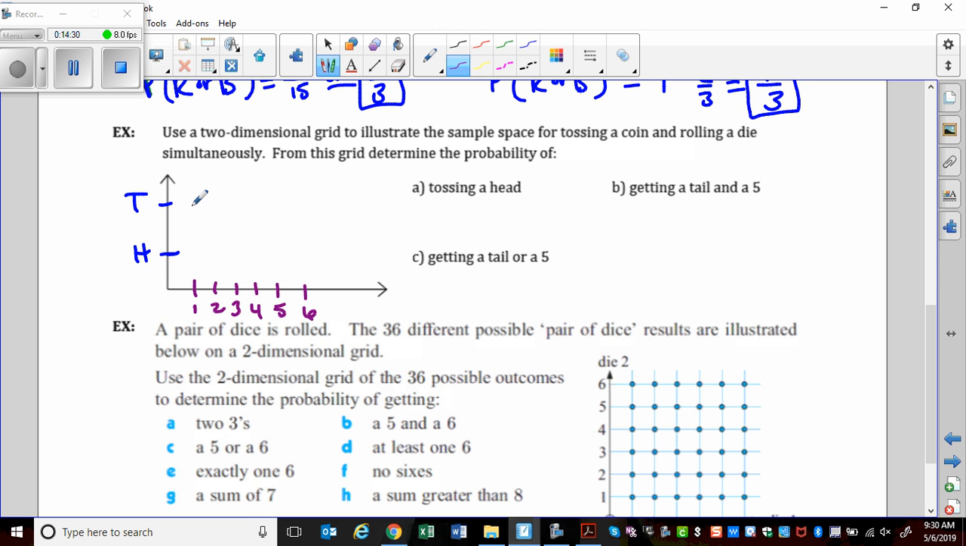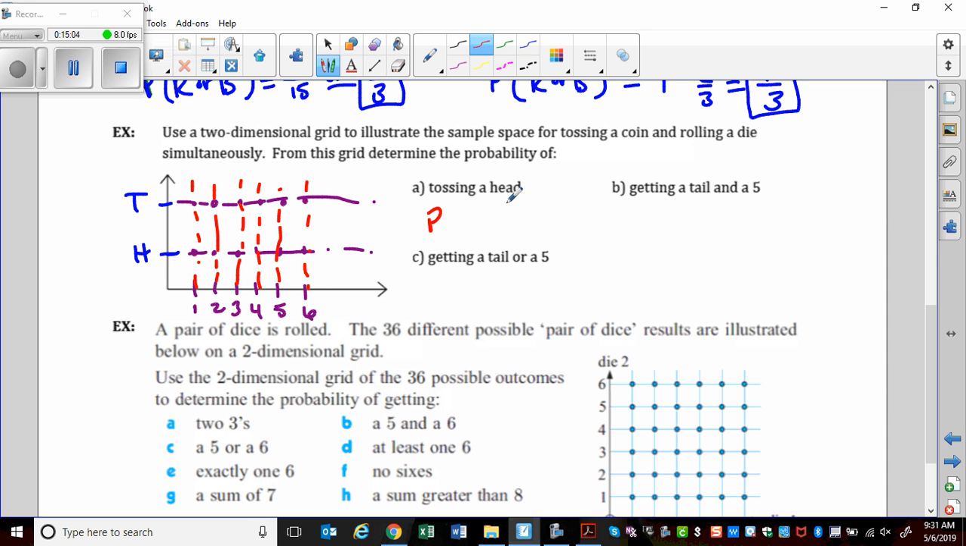We can have a head and a 1, a tail and a 1, a head and a 2, and so on. 3 can be heads or tails, 4 can be heads or tails, 5 can be heads or tails, and 6 can be heads or tails. There are lines going across and vertical lines on each of these dice numbers. So the probability for tossing a heads is, if there are 12 outcomes, there are 6 of them, so 1/2.